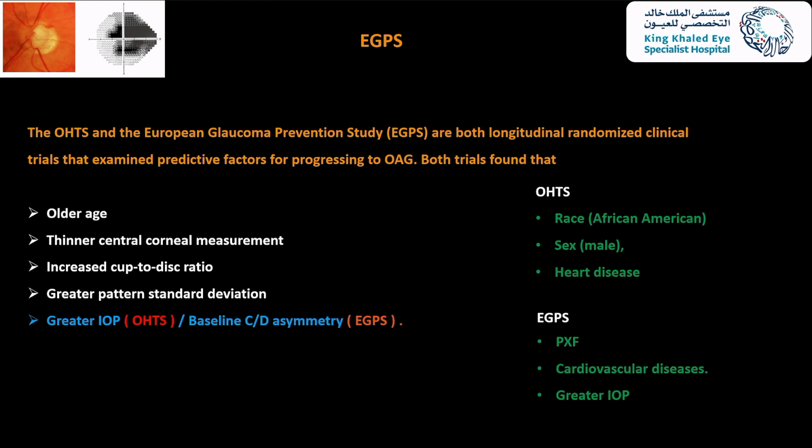So if we take both studies, what are the risk factors usually found in both trials? First is old age, thinner central corneal thickness, increased cup disc ratio, and greater pattern standard deviation. This is in both studies. In ocular hypertension, high IOP is one of the risk factors, and the baseline cup disc asymmetry is in the European Glaucoma Prevention Study.